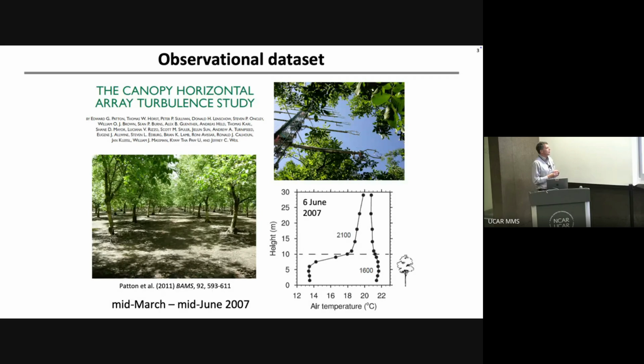The data set we're working with is a walnut orchard in California, in the Canopy Horizontal Array Turbulence Study. It was instrumented with towers. The towers had sensors at multiple heights through the canopy.